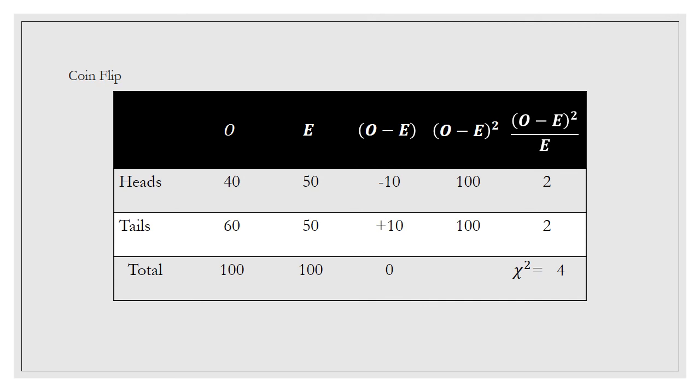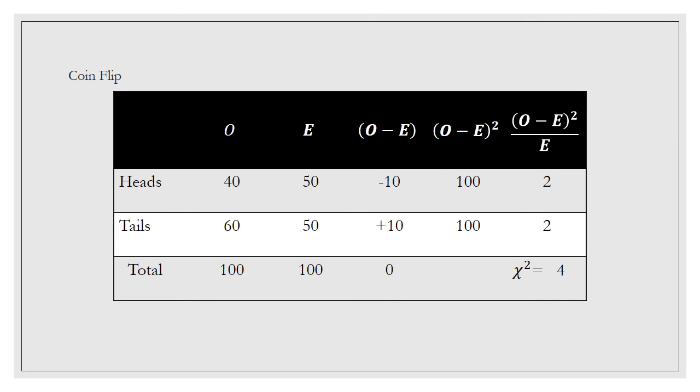Well, before we flip that coin, if I said to you, assuming that I'm not cheating somehow or that it's a normal coin, we'd expect there to be an equal 50-50 split. So if I flip 100 times, what we would expect to see is that the coin lands heads 50 times and tails 50 times. That's our expected value. Now, in reality, other things will happen. So in this case, I flipped heads 40 times and tails 60 times.